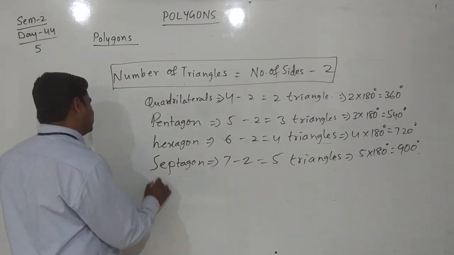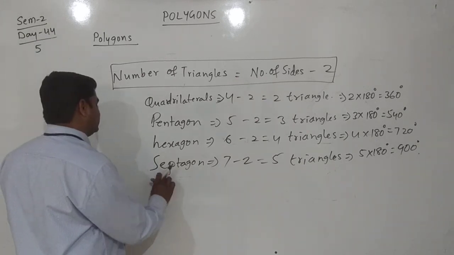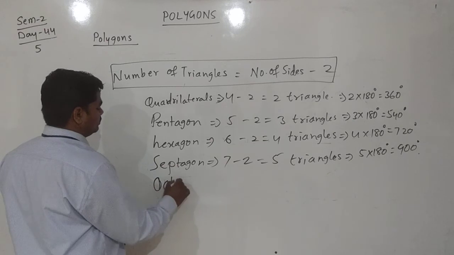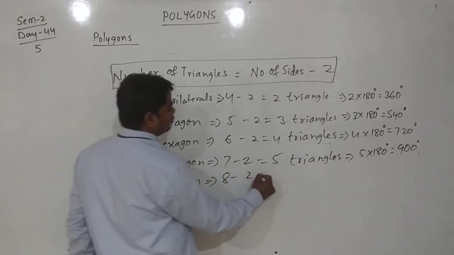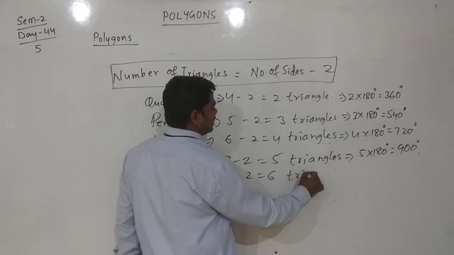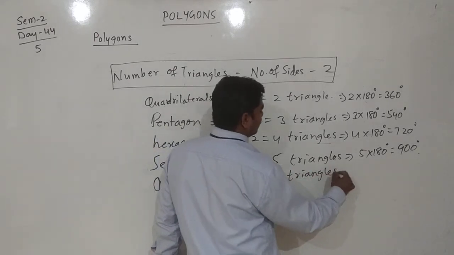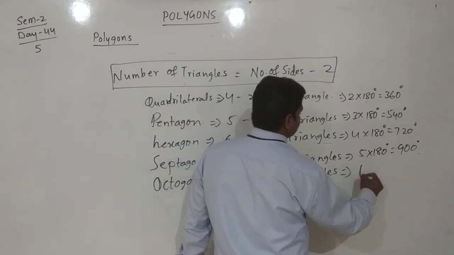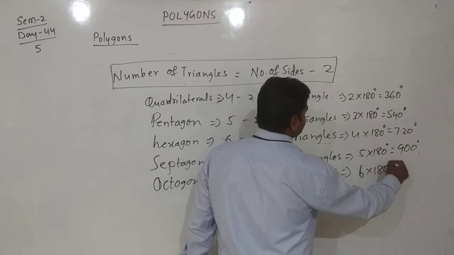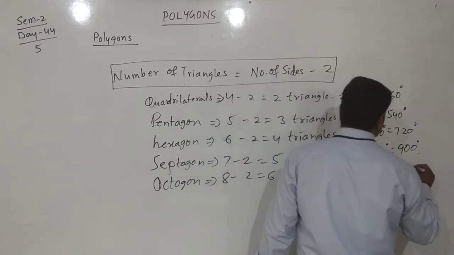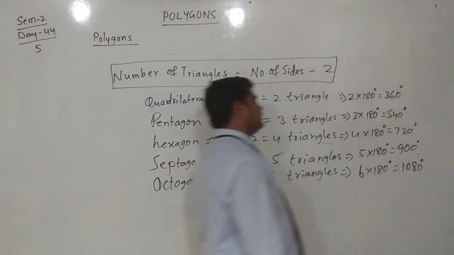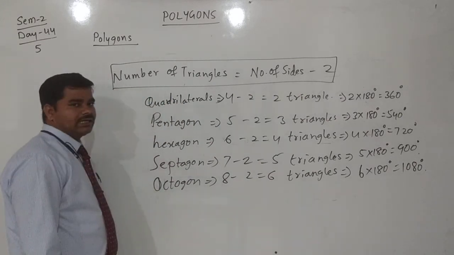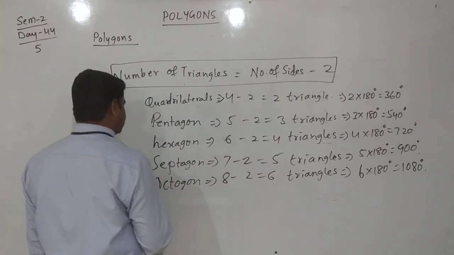Like this, the octagon also we can find. Octagon is 8 minus 2, 6. Then 6 into 180: 18 sixes are 108, so 1080. We can write the angles as 1080 degrees.